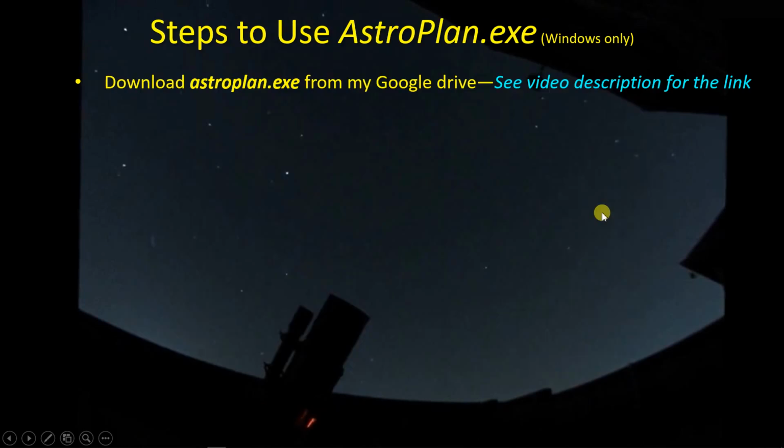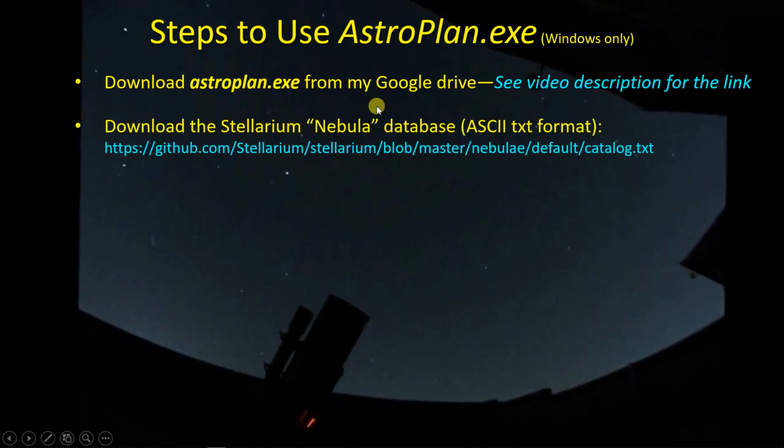Okay, so here are the steps to use Astroplan.exe. First of all, you can download Astroplan.exe from my Google Drive. In the video description, I give a link for that. Put that in a directory, and then download the Stellarium so-called Nebula database. It's an ASCII text format database called catalog.txt using this site here. There may be other locations for this as well, and there may be more current versions of this elsewhere. I don't know. Do a Google search and find your best one.